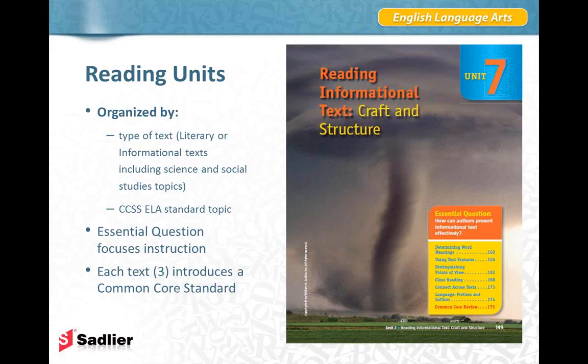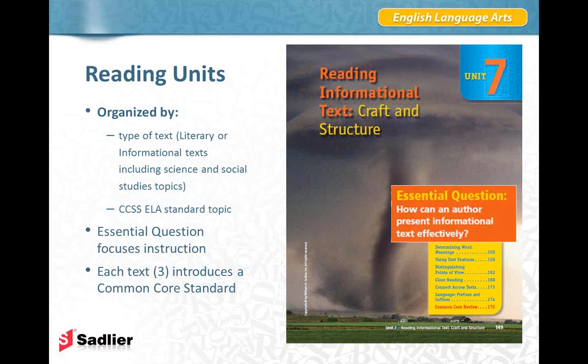So let's get into the unit. As I said, the theme for this unit is extreme weather. The reading units are organized by type of text, meaning literary or informational text. And in this case, it's informational text. We're using informational text to talk about the craft and structure of a piece. The informational text will cover science and social studies topics. We also organize it by the standard. So the type of standard would be craft and structure.